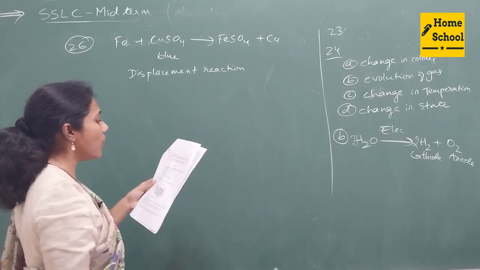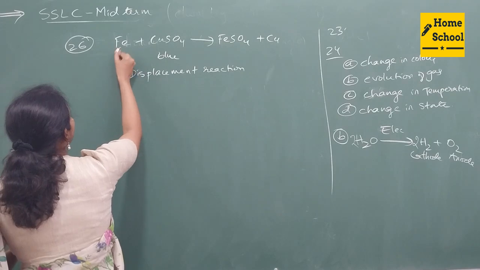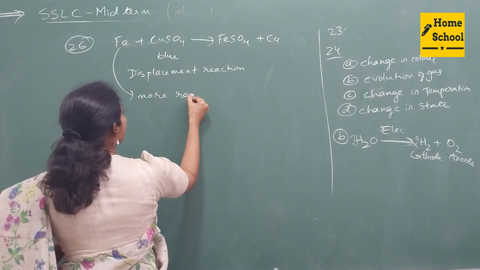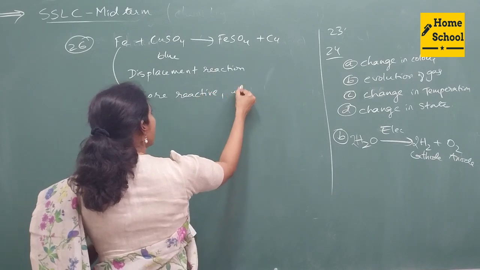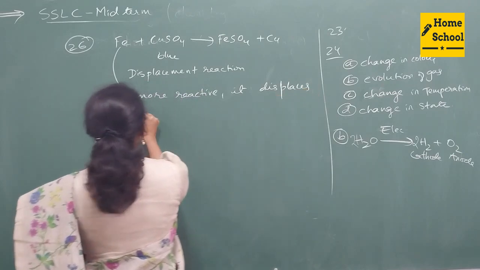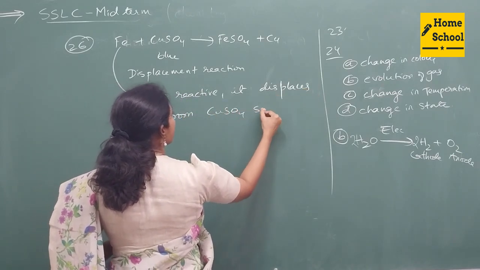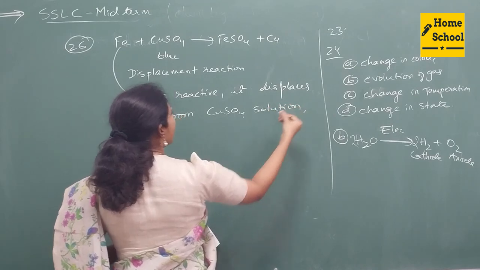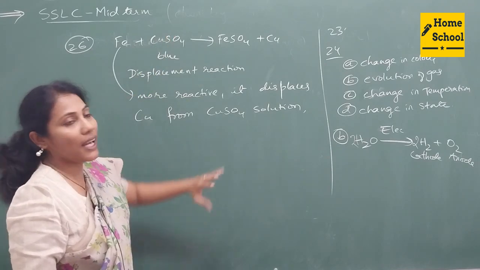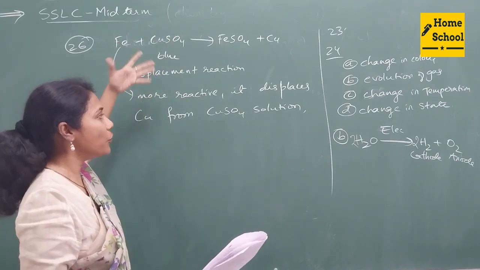Second question: what are the reasons for the change that happens in the reaction? Iron being more reactive, it displaces copper from copper sulfate solution. A highly reactive element always displaces the less reactive element from its salt solution. That's it. See here, 4 marks. If you write these keywords, you will get 4 marks.